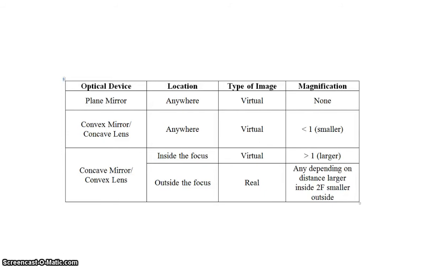When you have a concave mirror or convex lens, and maybe I should point out that these are both diverging optically, and these are both converging. So when you have a concave mirror or a convex lens, when you're inside the focus, so you're close, it makes a virtual image, so that's where you have your magnifying glass. If you're outside the focus, you make a real image, and the size of that depends on where you are with respect to the focus. If you're anything larger than twice the focal length, it's going to be smaller. If you're anything closer to twice the focal length, it's going to be larger. Okay?